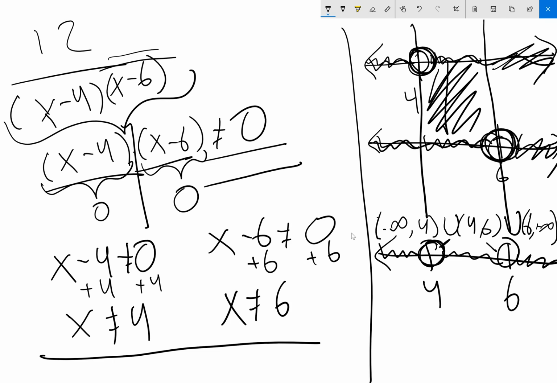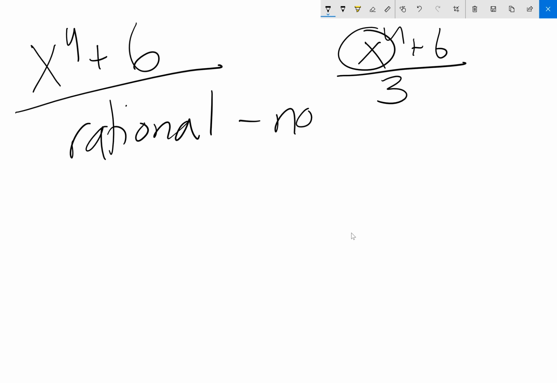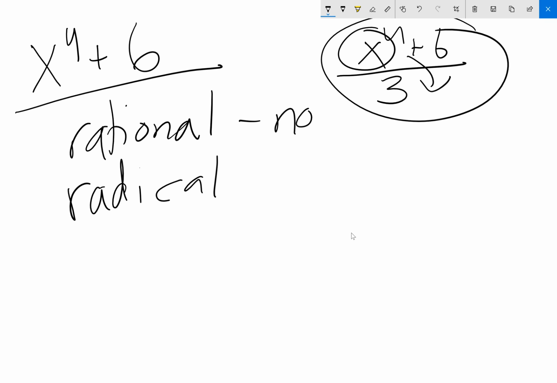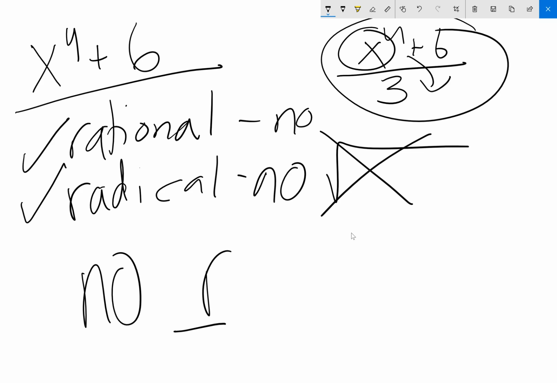Okay. Last one, pretty easy. Is it rational? No. Even if it was x to the fourth plus 6 over 3, because the x is not in the denominator, this would not be considered rational. Is it radical? No, because we don't see a root, right? So since it's not rational and it's not radical, it doesn't have any restrictions.